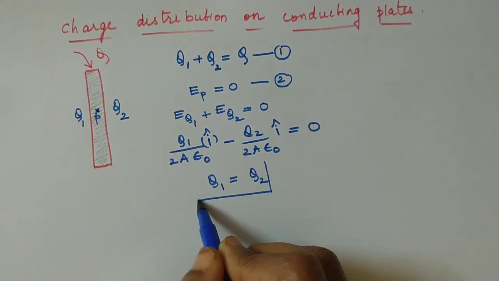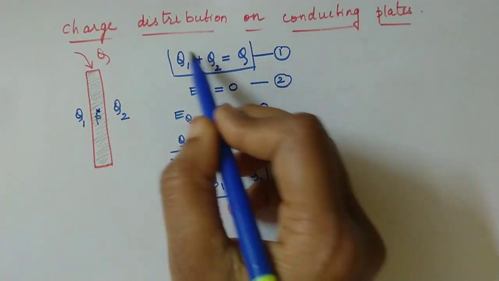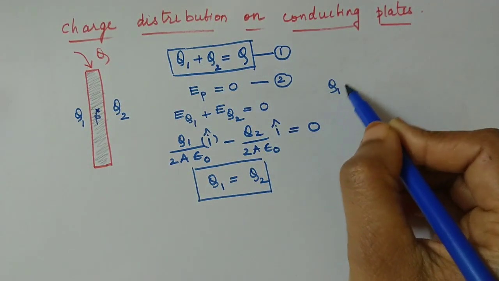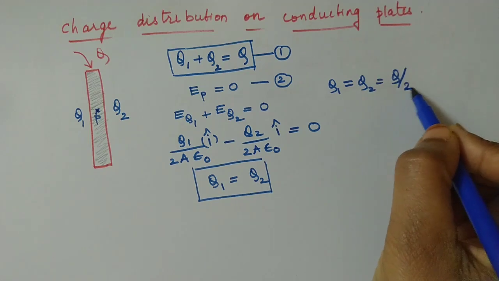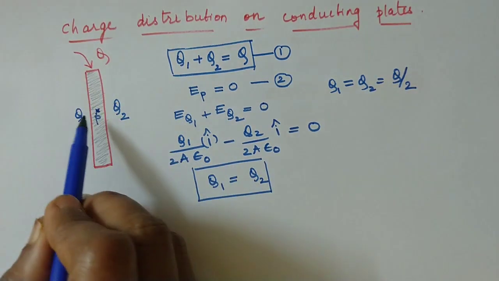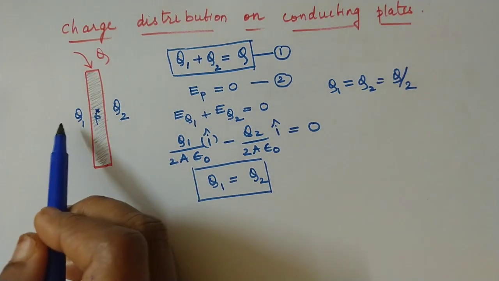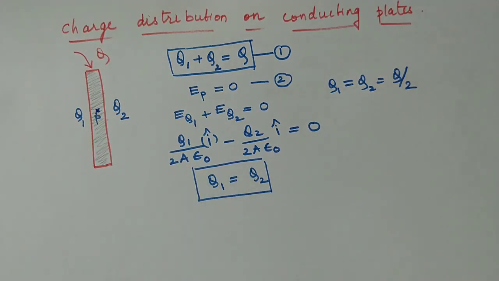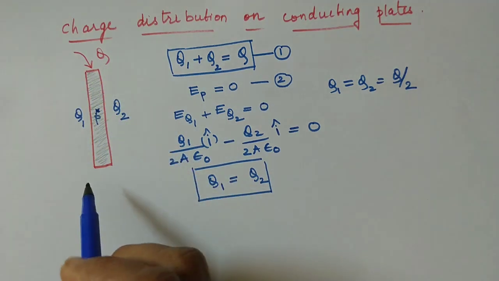So we have got one more condition, Q1 equals Q2, along with Q1 plus Q2 equals Q. Now solving these two, we get Q1 and Q2 as equal to Q by 2. That means whenever you give a charge Q to this conductor, the charge is equally distributed on either side. Half the charge will go to the left and the remaining half towards the right. So this is the first simple question based on charge distribution for a single conductor.